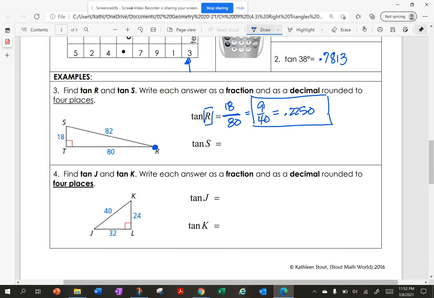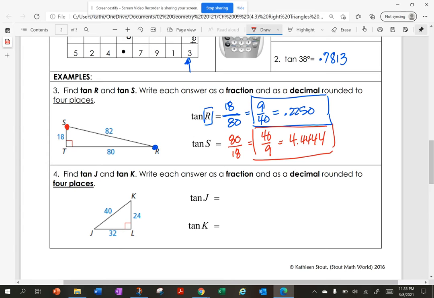So if I want to find the tangent of angle S, if S is my reference angle, opposite is going to be 80, and adjacent is going to be 18. So simplified, this is going to be 40/9, which is 4.4444. So it's important I know what is the reference angle. Okay, can you try number 4?